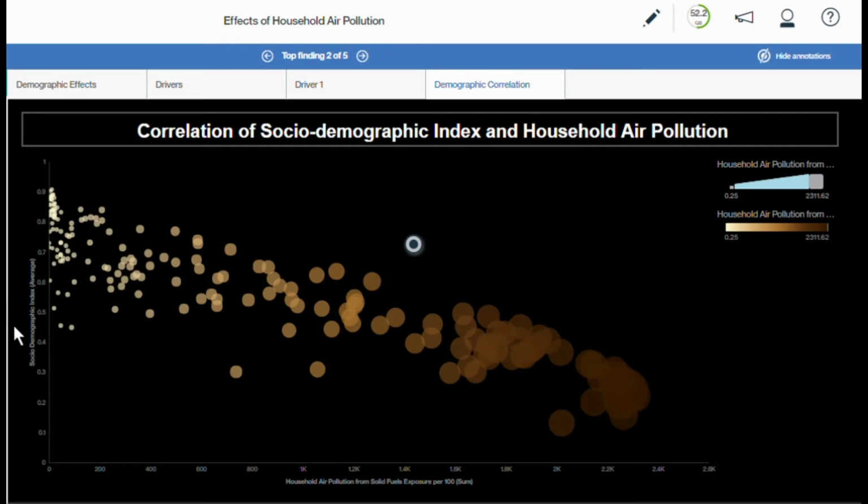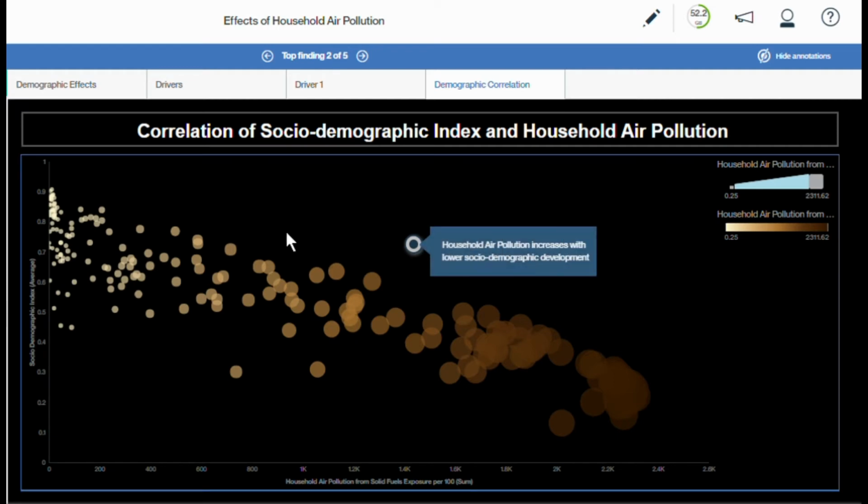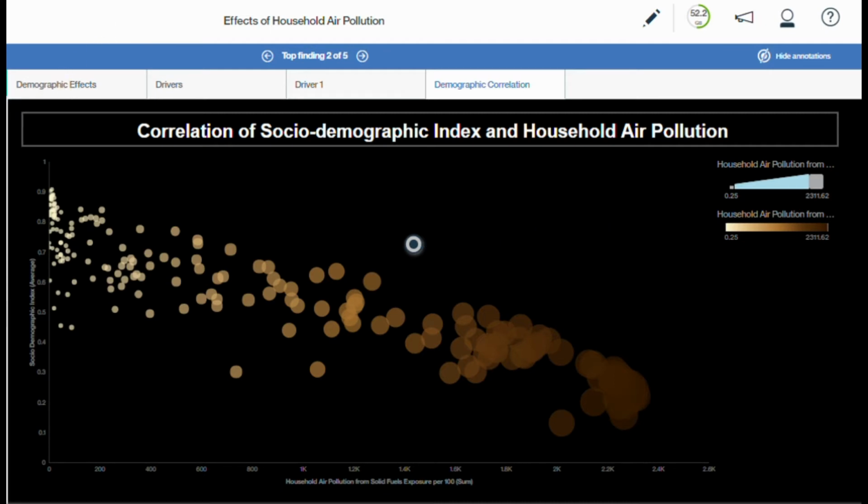Driver 4 is demographics. There is an inverse relationship between socio-demographic index and HAP. As demographic index decreases, household air pollution increases, shown by darker shaded points in the scatter plot. The first key finding, household air pollution impacts lower demographic regions. The study will investigate the health and ecological effects of household air pollution in regions where occurrences are most prolific, Africa.